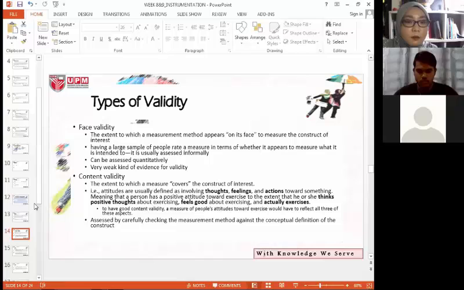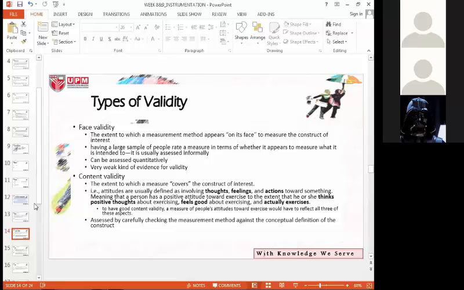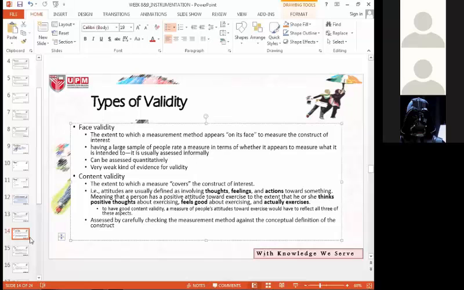So next, we proceed with the types of validity. The first one is face validity. Face validity reflects the extent to which an instrument or measurement method appears, on its face, to measure the construct of interest. Having a large sample of people rate a measure in terms of whether it appears to measure what it is intended to measure. It is usually assessed informally, can be assessed quantitatively, and is a very weak kind of evidence for validity.